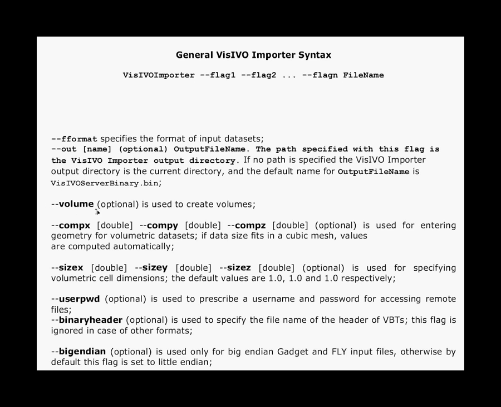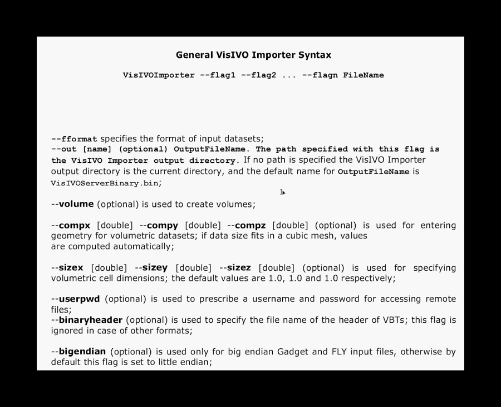--volume is optionally used to create a volume. --comp X, Y, and Z are used for entering the geometric or volumetric datasets. --size x, y, and z are used for specifying volumetric cell dimensions, and --userpwd optionally is used to prescribe a username and password for accessing remote files.